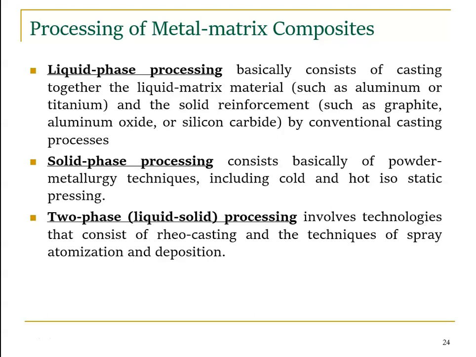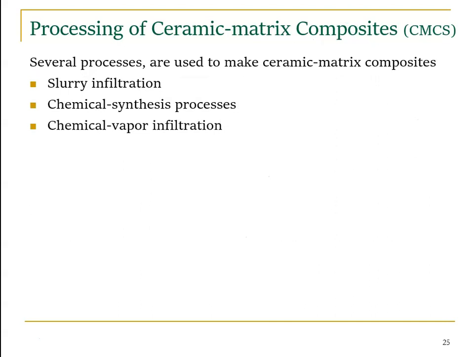Solid phase means both are solid, consisting basically of powder metallurgy techniques including cold and hot isostatic pressing. And two phase is another special case where we have two stages, right? Some examples of two phase are rheocasting and the techniques of spray atomization and deposition. These are some of the metal matrix composite processes. And we can use three types to make ceramic matrix composites.